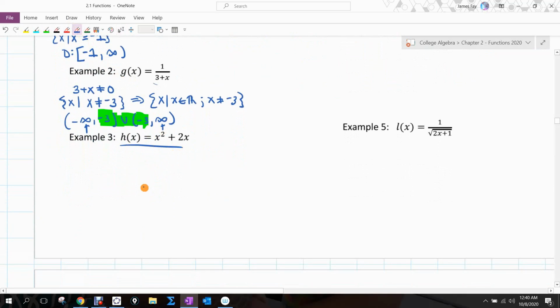This one, do we have division by 0? And do we have even roots? The answer to both of those is no. So this here, the domain, is all real numbers. Nothing gets removed. Nothing gets kicked out. If I want to write it in interval notation, that's all real numbers in interval notation.